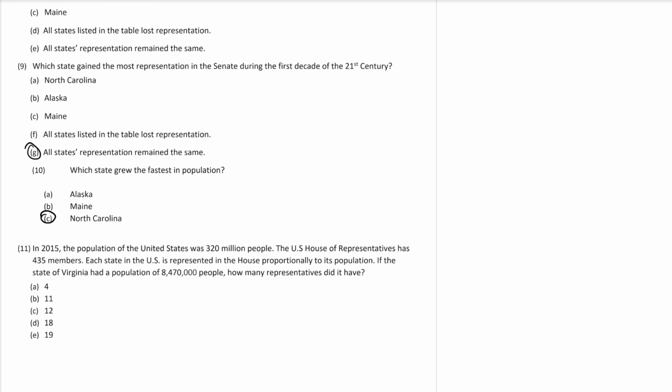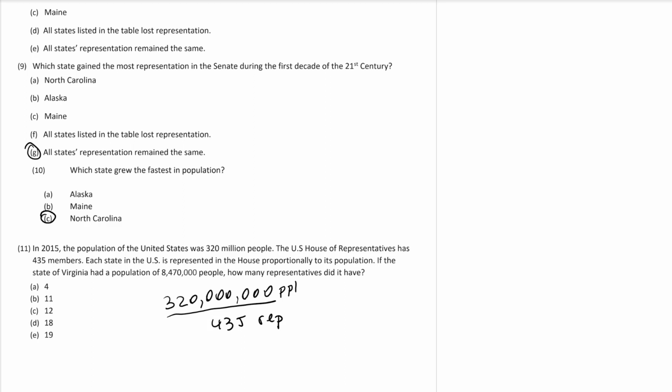Moving to number 11. In 2015, the population of the U.S. was 320 million. The U.S. House of Representatives has 435 members. Each state is represented in the House proportionally to the population. If the state of Virginia had a population of 8,470,000 people, how many representatives did it have? Remember the lesson on representation? There are various ways you could do it, but the way we've seen in class is we take the population of the United States and divide it by 435 members to find out what our representation rate is.